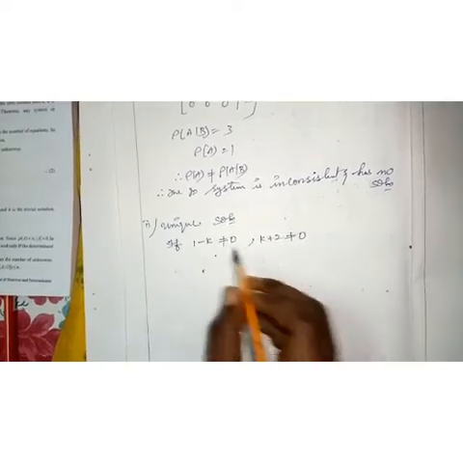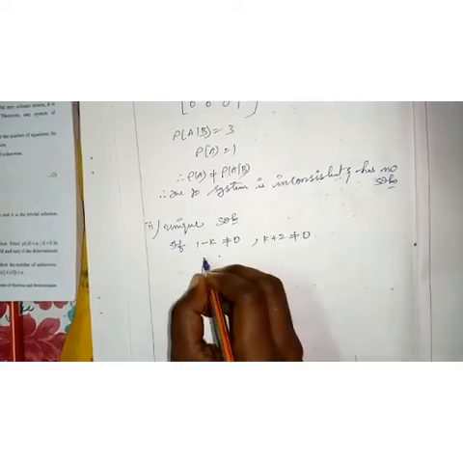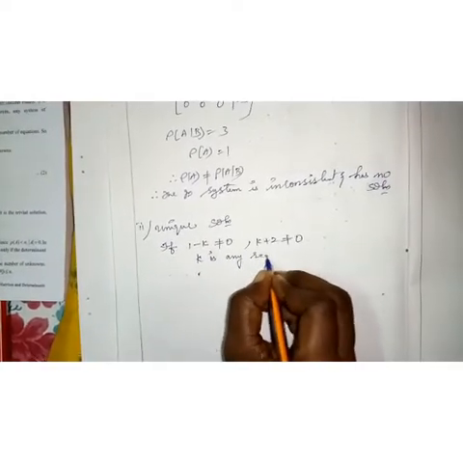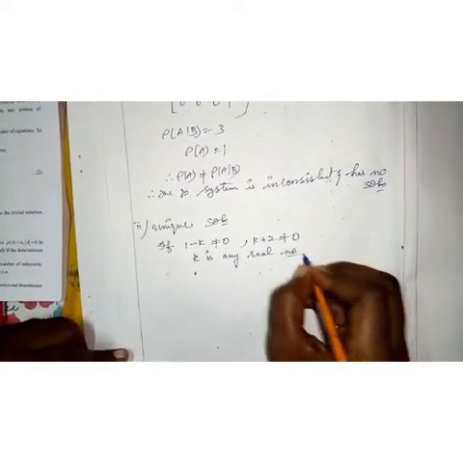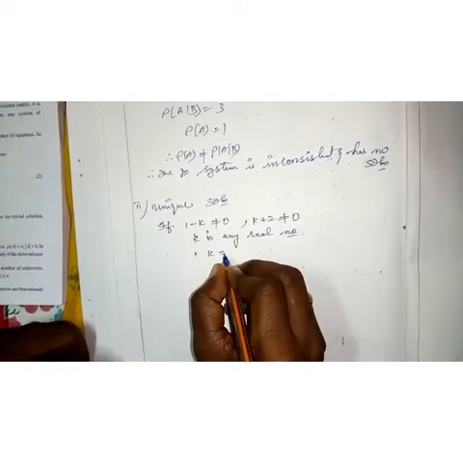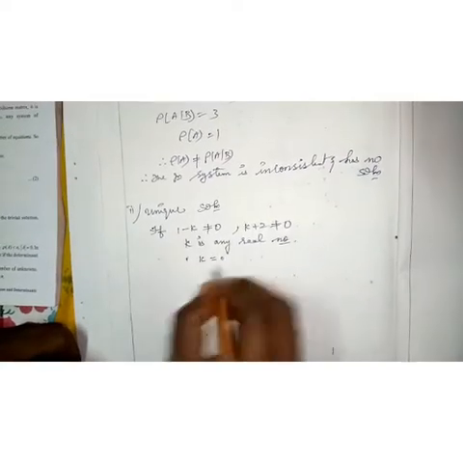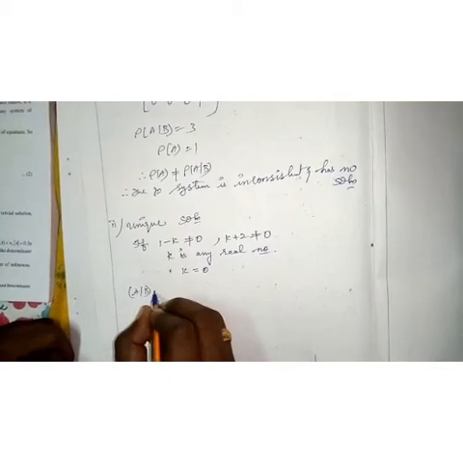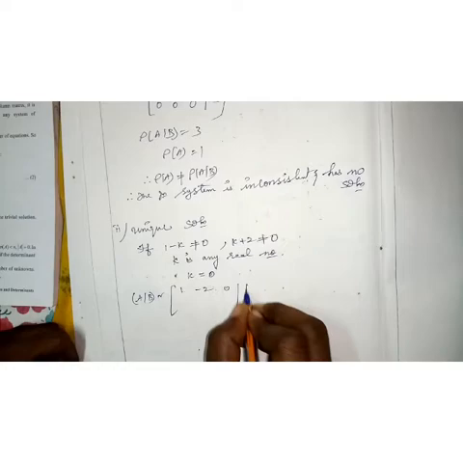1 minus k not equal to 0, k plus 2 not equal to 0. What is k? k is any real number, so you can apply any real number. We shall take k equal to 0. Okay, substitute here: A b, 1 minus 2 0 1.